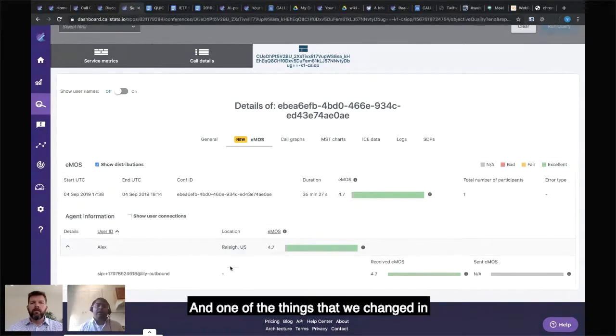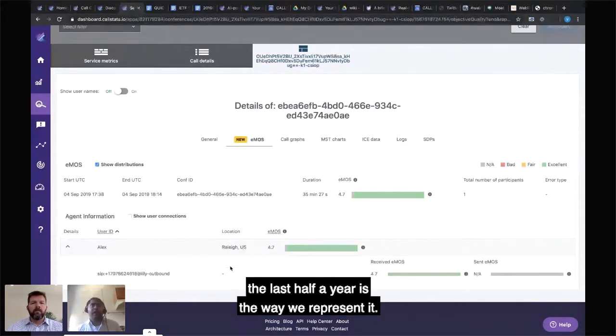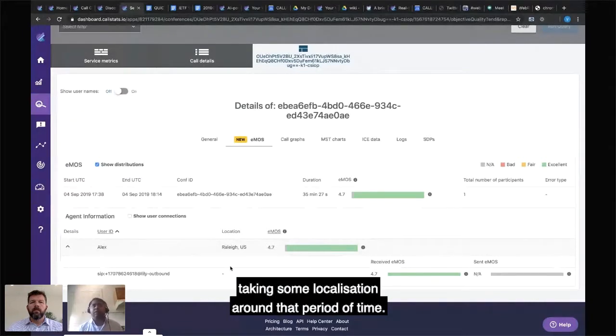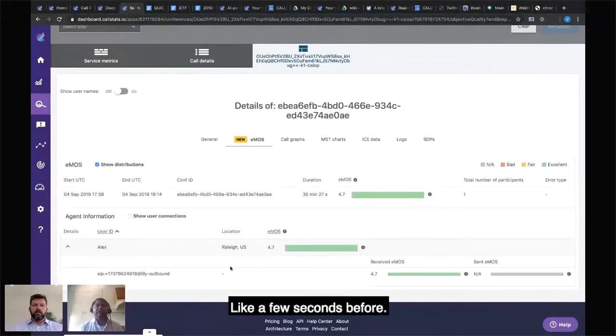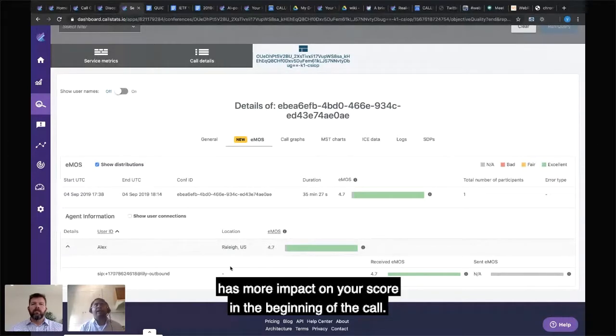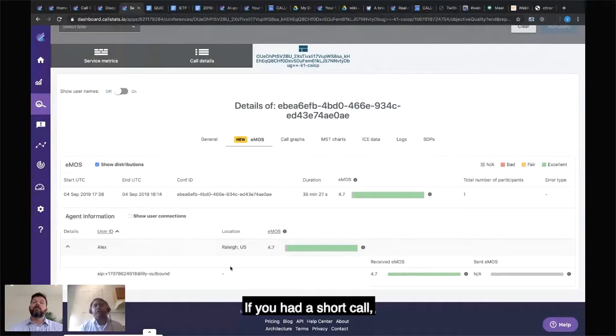So one of the things that we changed in the last half a year is the way we represent it. Quality, in the past, used to be measured at every instance of time, taking some localization around that period, like a few seconds before. Now what we've done is basically a sliding window. So the end of the call has more impact on your score than the beginning of the call. If you had a short call, that coalesces together, and that's the score of the call.